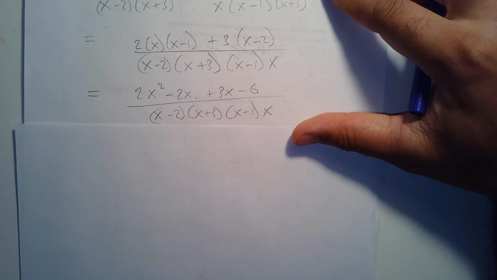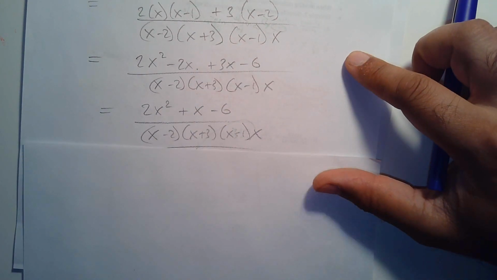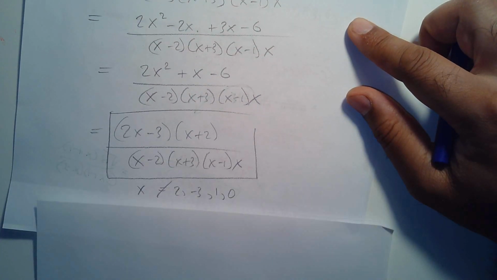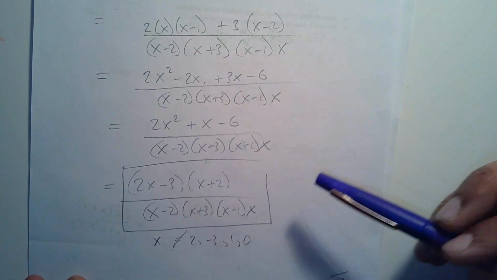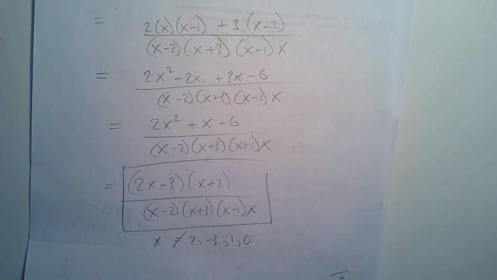Okay, and then you multiply all that stuff on the top. Here's what you end up getting, 2x squared plus x minus 6. And then when you factor that out, you get that at the top. Okay, and so a bunch of non-permissible values, which factors in all of those things.